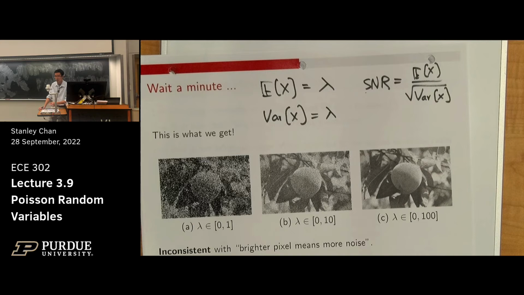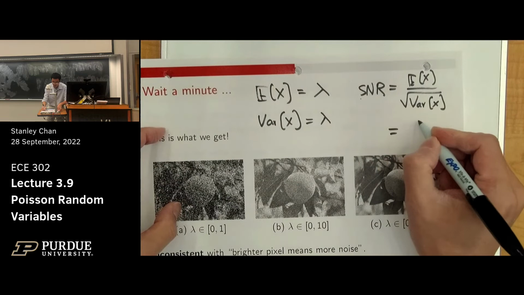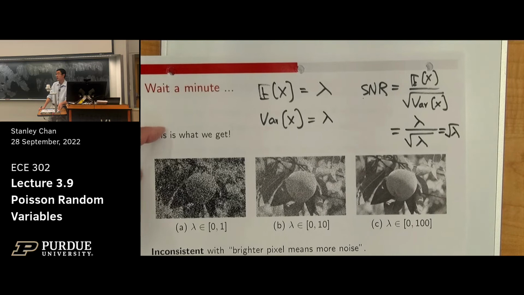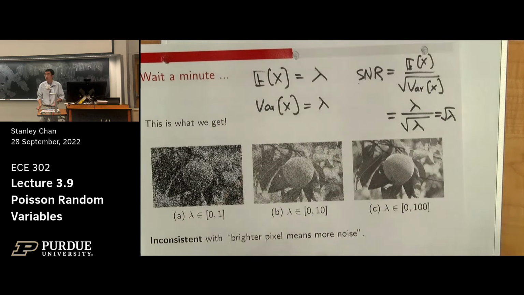Okay, so once the SNR is defined, then you can see that for a Poisson random variable, you have a lambda in the numerator, and then you have a square root in the denominator. And therefore, you have this square root of lambda as the SNR. So what it means is that, yes, your noise is going up as you become brighter and brighter, right? So the noise is there. However, your signal grows even faster. Your signal grows much faster than your noise. And as a result, the growth of the signal compensates for the growth of the noise. And therefore, overall speaking, your image is still very good.